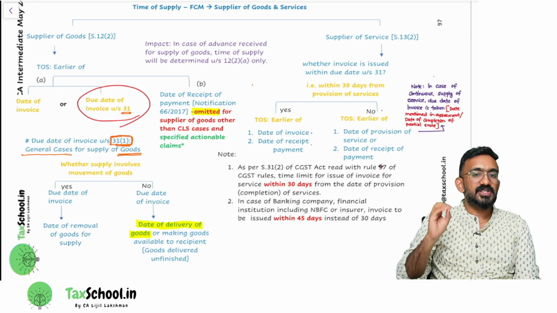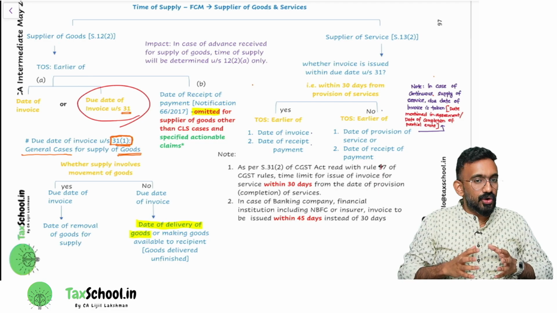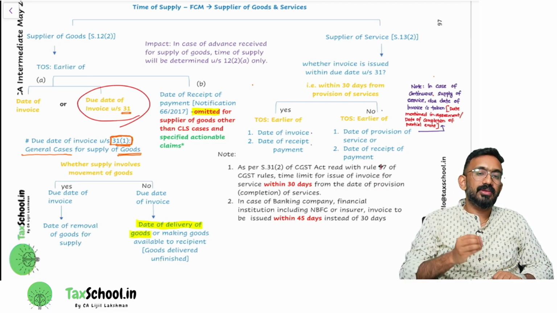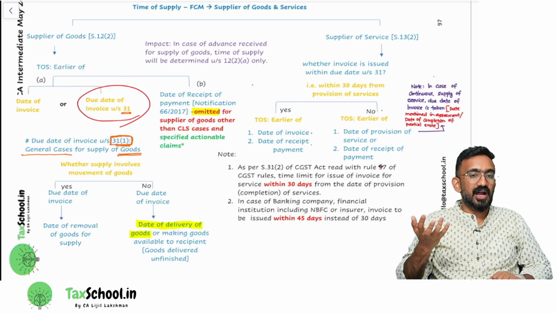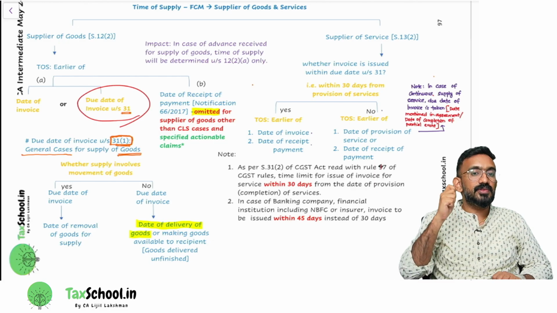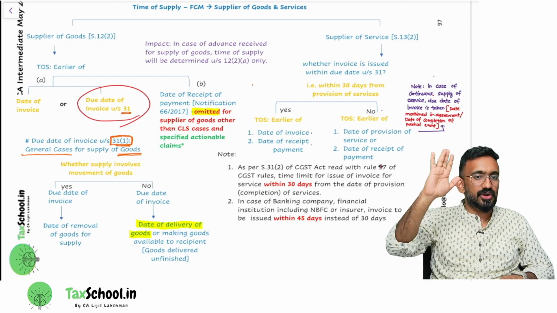Normally, in FCM, who's the person liable to pay taxes? Supplier. What is the date supplier has control over after the supply? It is invoice. So normally for supplier, it is invoice. For recipient, what is the date that he has control over after the supply? It is the date on which he makes payment. So for supplier, it is invoice. For recipient, it is payment. Likewise, you should remember in your head.